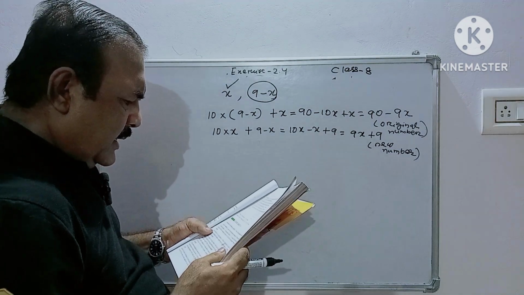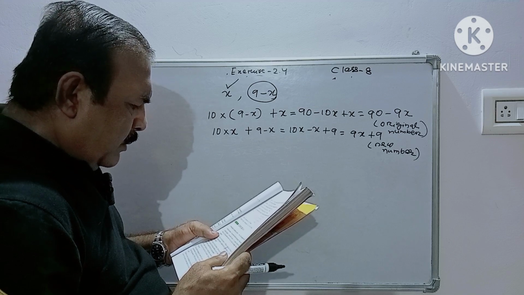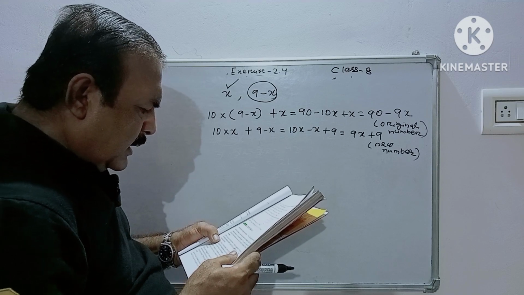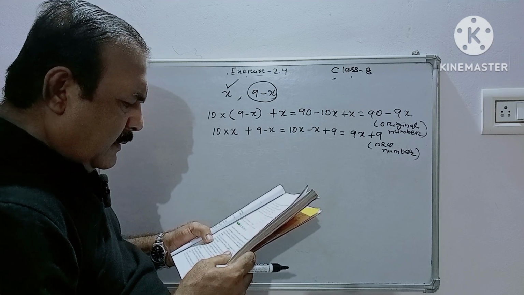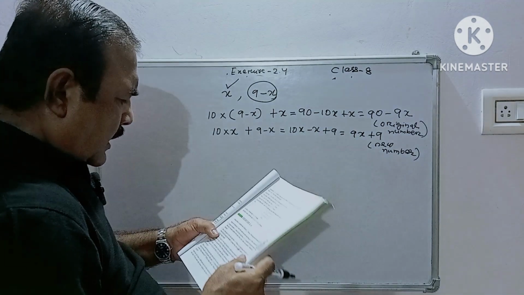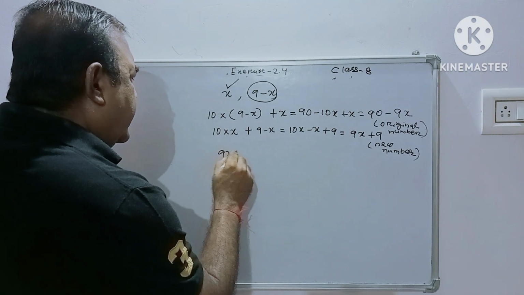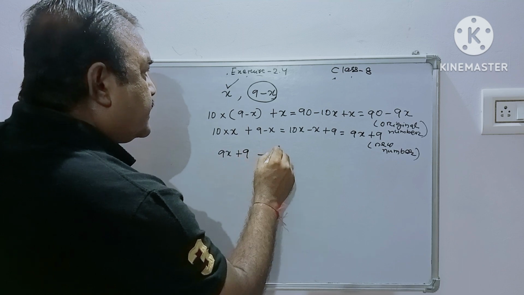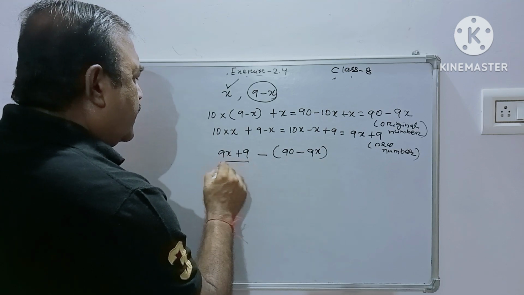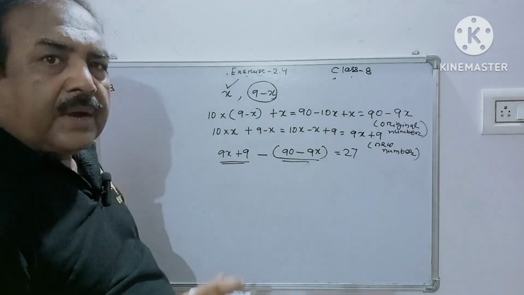So what has been written here is that the resulting new number is greater than the original number by 27. So the difference between the new number and the original number is 27. According to the question, 9x plus 9 minus (90 minus 9x). This is the new number and this is the original number, and the difference is 27, given. So this is the equation. We will have to find the root.